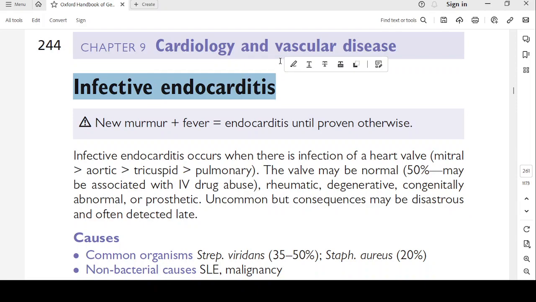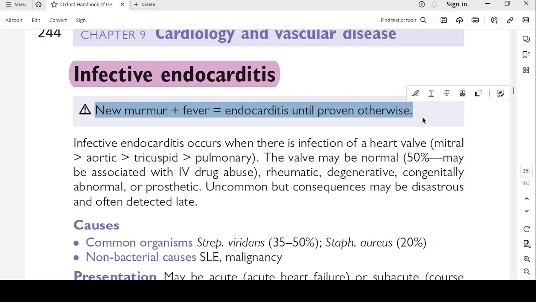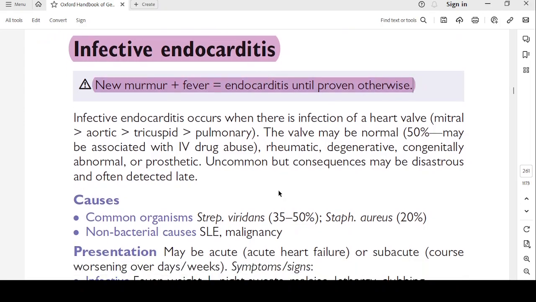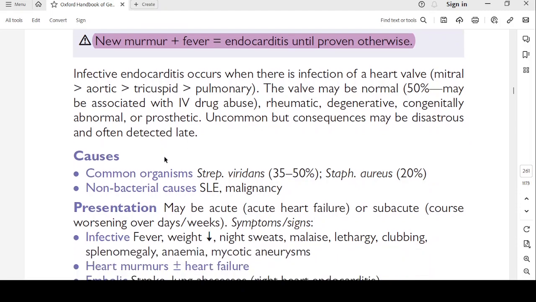Infective endocarditis. New murmur plus fever. Endocarditis until proven otherwise. If you have a new murmur on auscultation and you have a fever, it is infective endocarditis until proven otherwise. Infective endocarditis occurs when there is an infection of the heart wall, mitral more than aortic, more than tricuspid, more than pulmonary. The valve may be normal; 50% may be associated with IV drug abuse; rheumatic, degenerative valve, congenitally abnormal valve, or a prosthetic valve. Uncommon but consequences may be disastrous, often detected late.